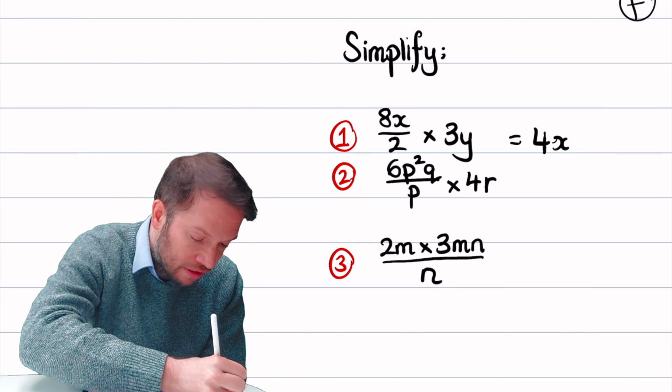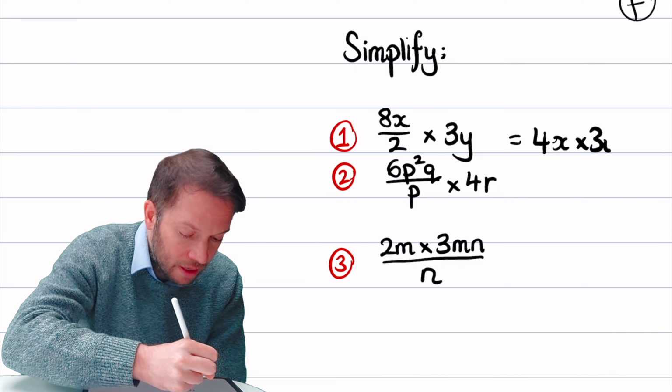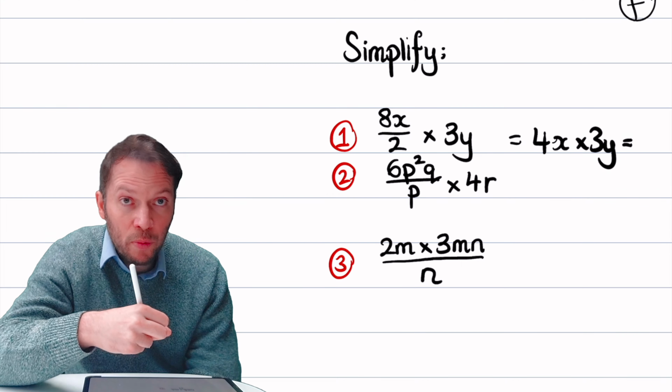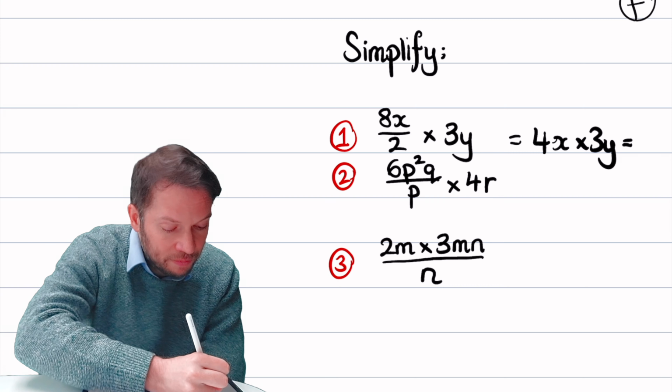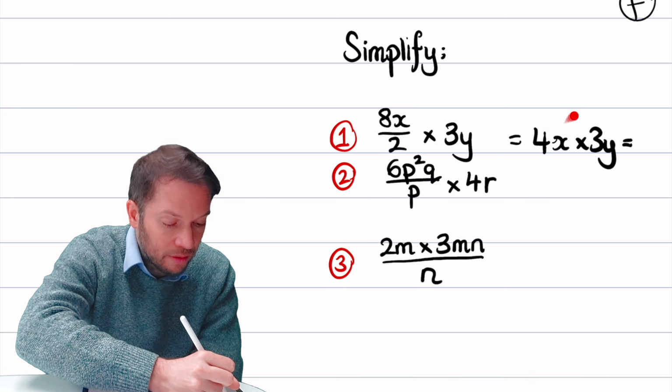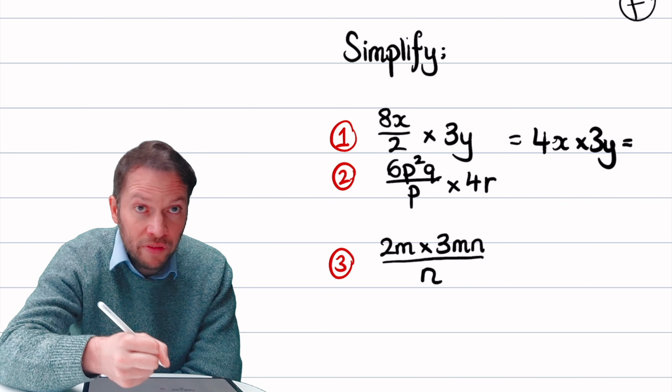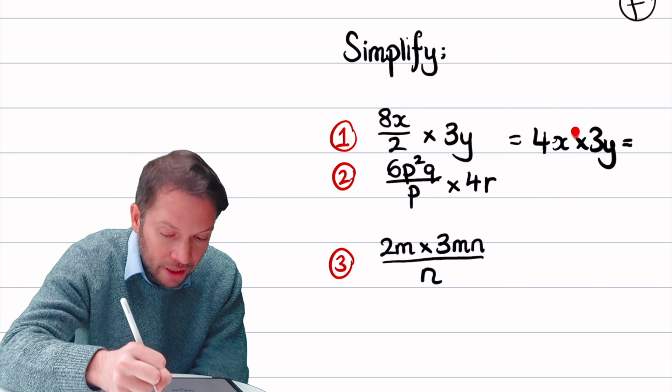And then we've got this multiplied by 3y. What do we do now? Well, remember, when we multiply these terms, this just basically means 4 times x times 3 times y. Now, we do the numbers first. So 4 times 3 is 12.